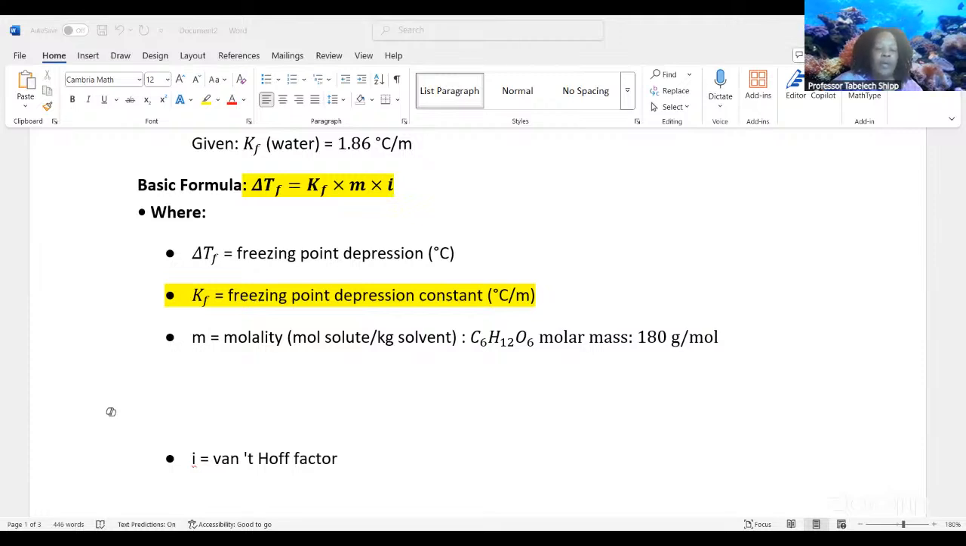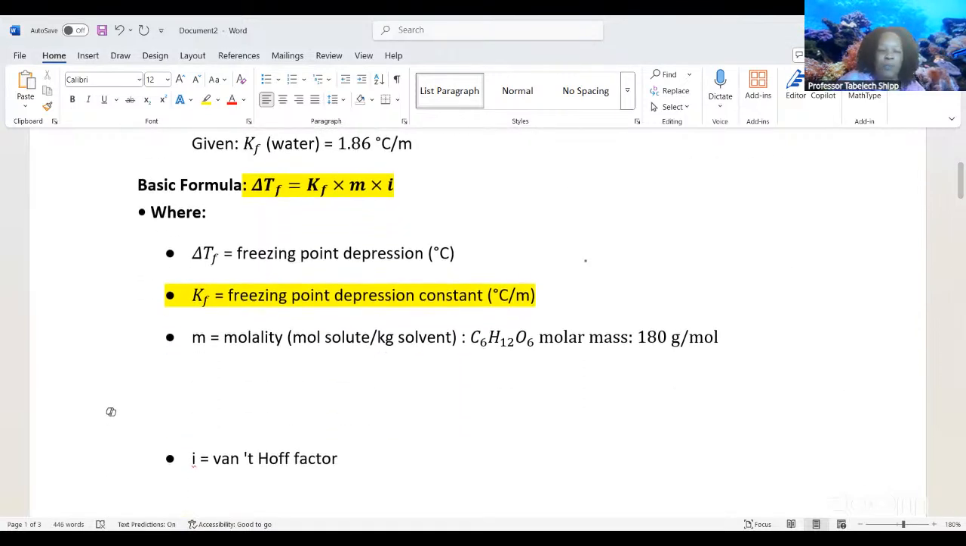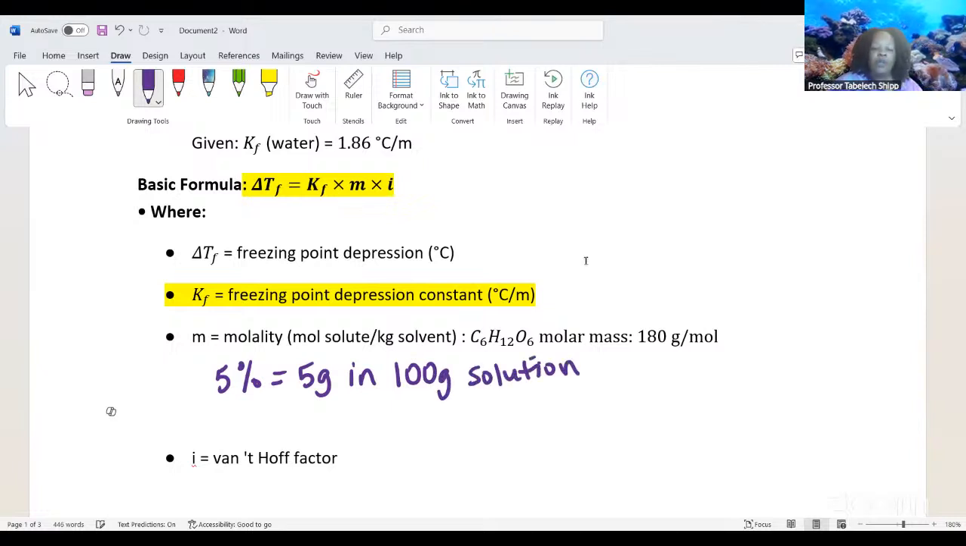Okay, so here is the thing. Whenever they say 5%, the 5% means 5 grams of dextrose in 100 grams of solution. So let me put that here. Anytime you see a percentage, 5% means 5 grams in a 100 gram solution. That's the first thing that you have to know.